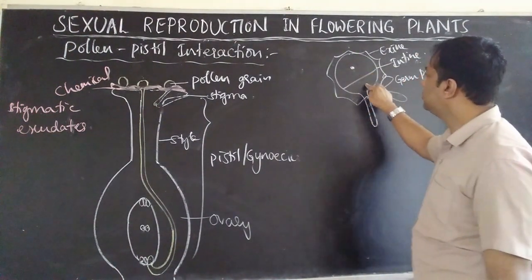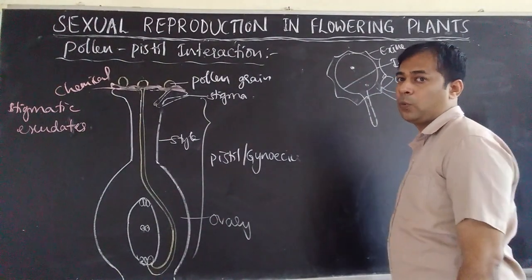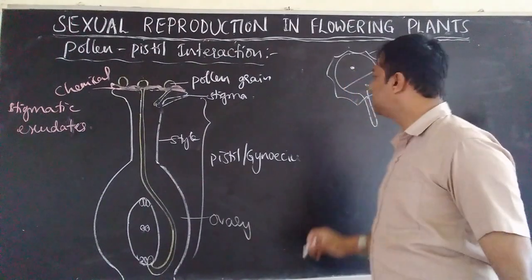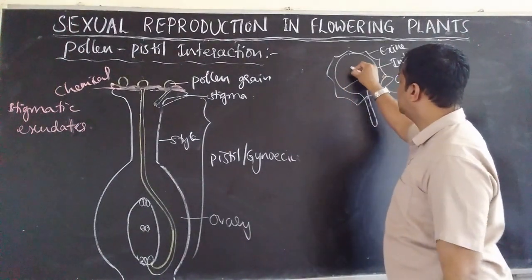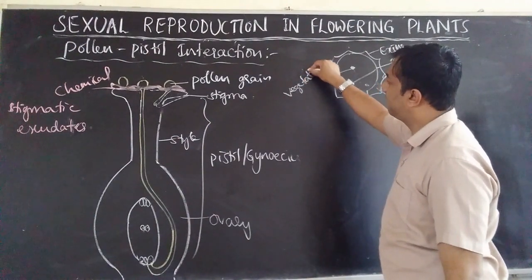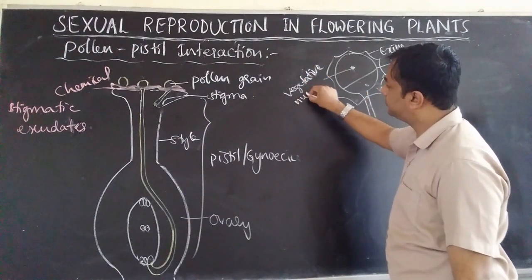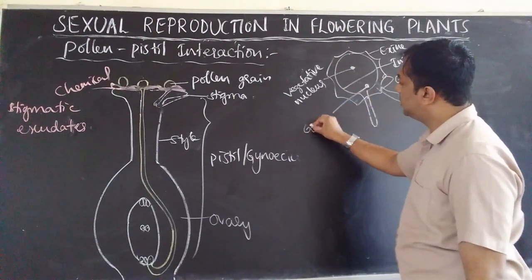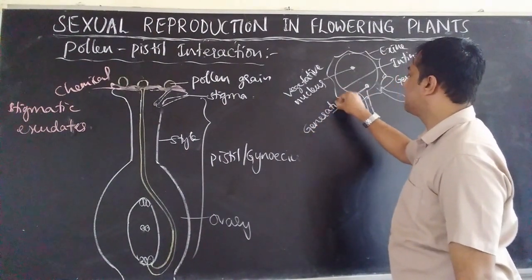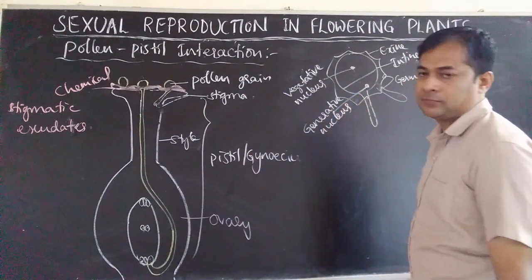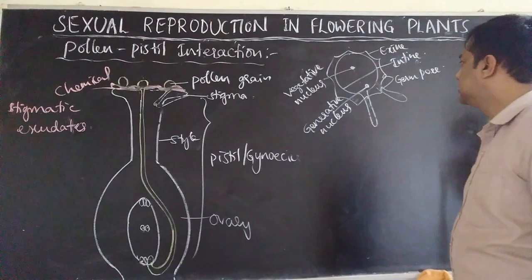Then what happens to these two nuclei is interesting now. Once the pollen grain produces the pollen tube, what happens to these two nuclei? This nucleus is the vegetative nucleus, and this nucleus is the generative nucleus. Now we should see what happens.